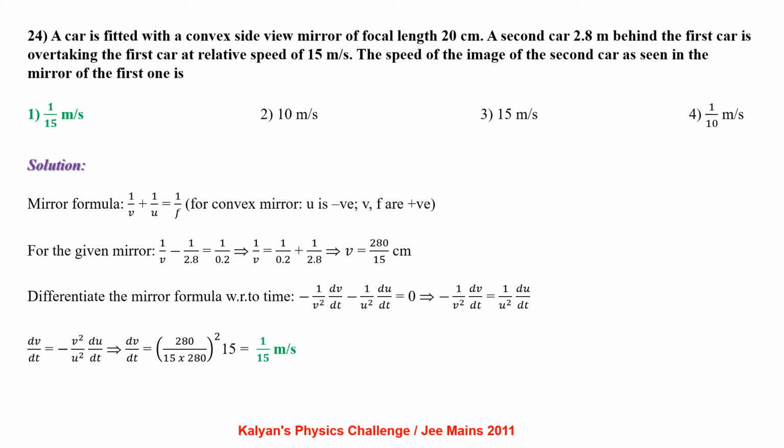Now since we are interested in speeds, apply differentiation on both sides of the mirror formula. We get minus 1 by V square dV by dt minus 1 by U square dU by dt equal to 0. Focal length is constant, so its differentiation is 0. From there we get dV by dt equal to minus V square by U square dU by dt. Substitute the values of V and U. We get the speed of the image to be 1 by 15 meter per second.